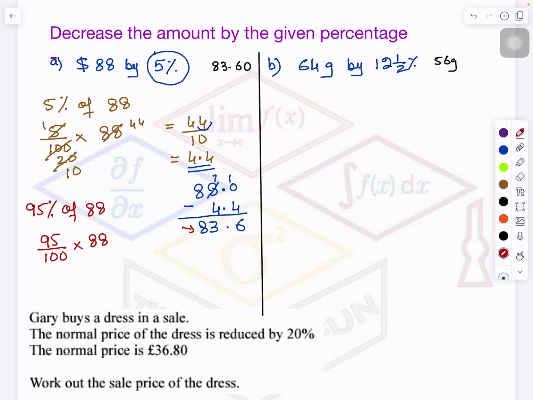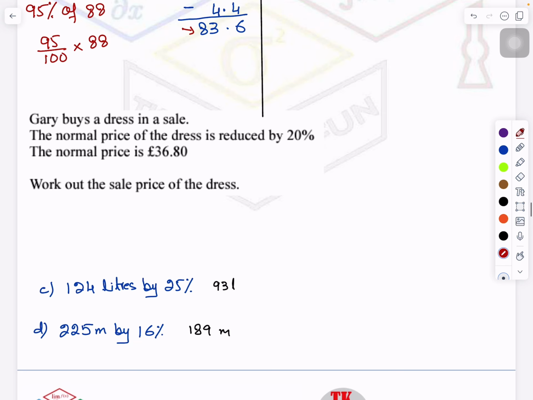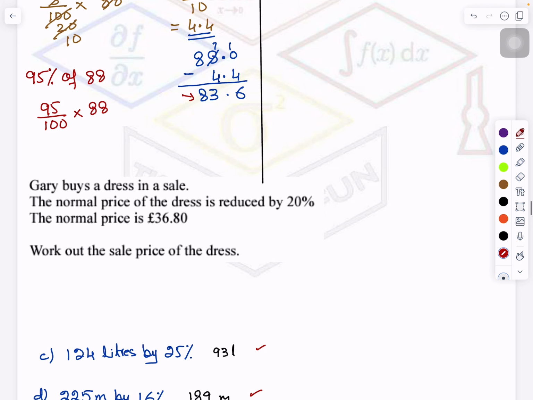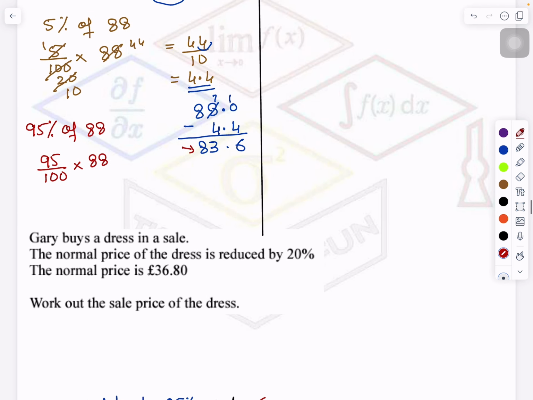Now part B, and these two parts, C and D, I am leaving here for you to test your understanding. But this word problem I want to discuss here. The reason is just to give you an idea of how the same number questions change into word problems. The situation remains the same, so you need to understand how to apply the concept. Gary buys a dress in a sale. The normal price of the dress is reduced by 20%. So whatever the normal price was, it was reduced by 20%.